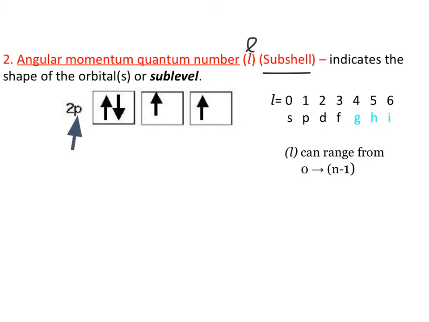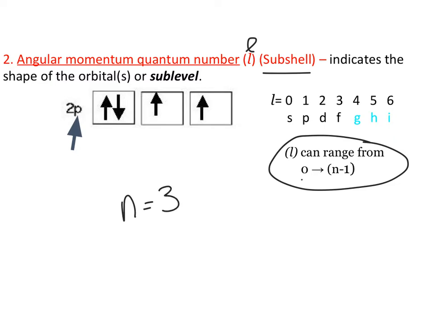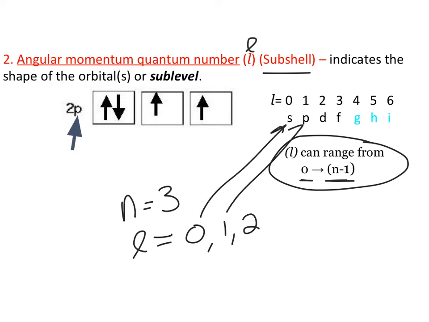The last thing to mention is this range right here. L can only go as high as 1 less than n. So if my n was 3, then my L can go from 0 to 1 less than 3. So my L values could range from 0, 1, or 2. Which makes sense because I can have a 3s, I can have a 3p, and I can have a 3d, but there is no 3f. So I couldn't have quantum numbers that start as 3, 3.